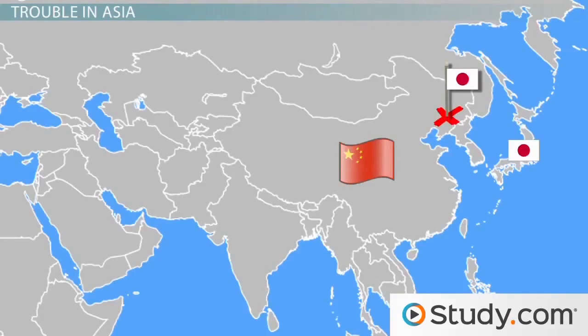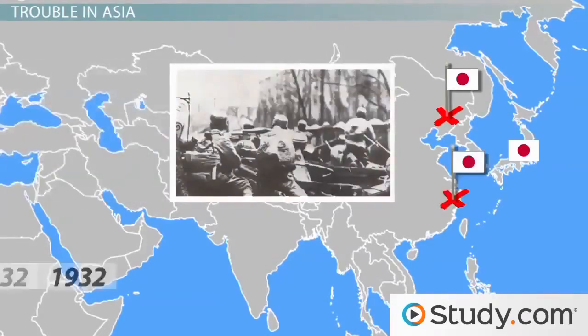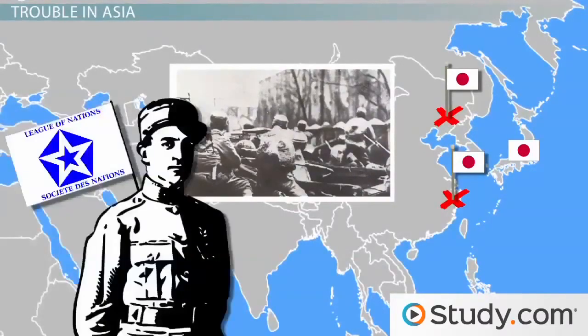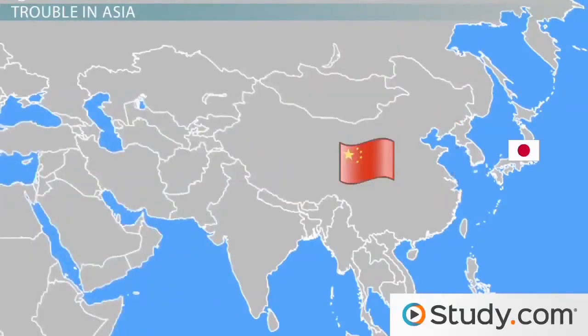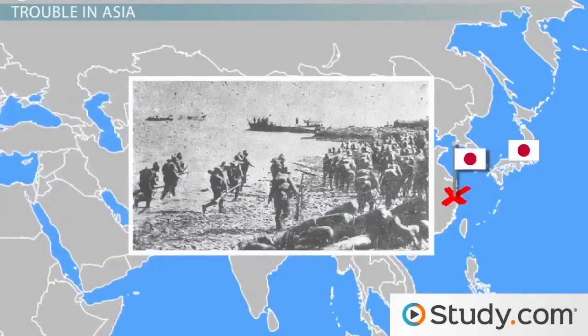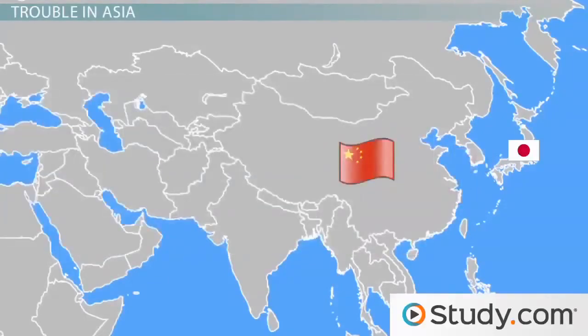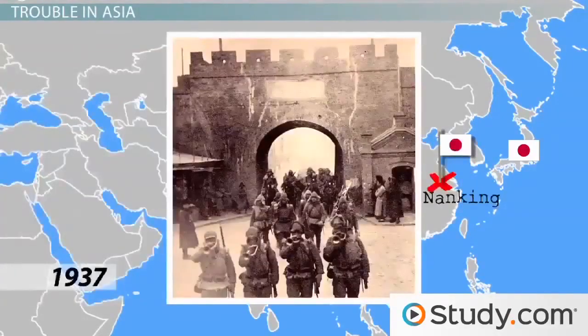The international community did little to intervene until Japan invaded Shanghai the following year, where a large population of expatriates lived. When the League of Nations protested, Japan withdrew from the organization, and sporadic fighting persisted. By 1937, China and Japan were in all-out war, beginning with the capture of Shanghai. Quickly, Japanese forces moved in on the capital city of Nanking in 1937, and America evacuated its citizens.